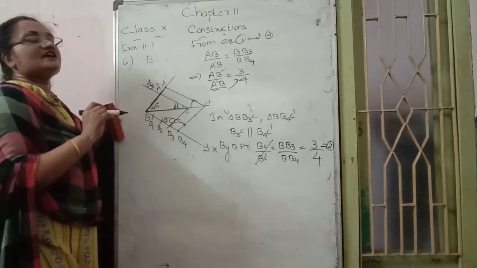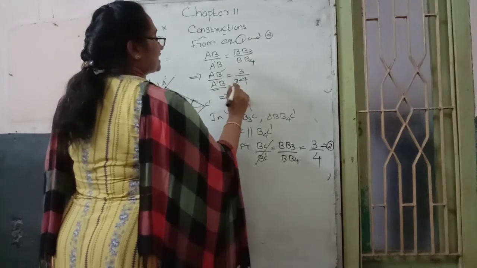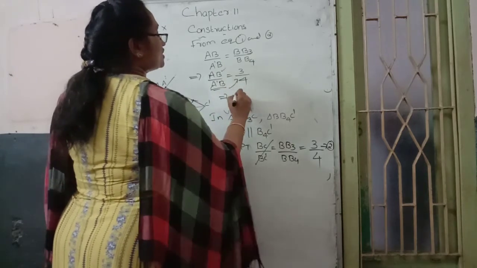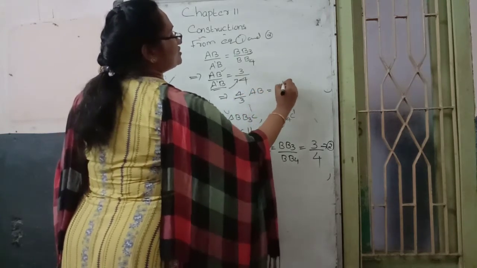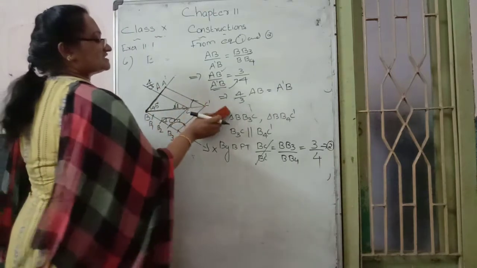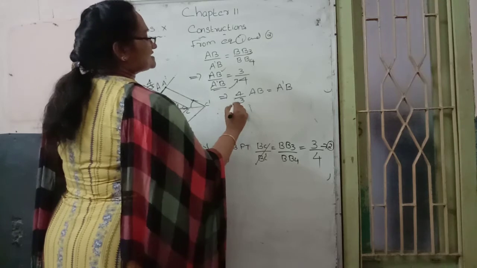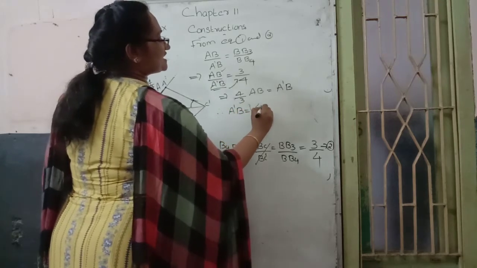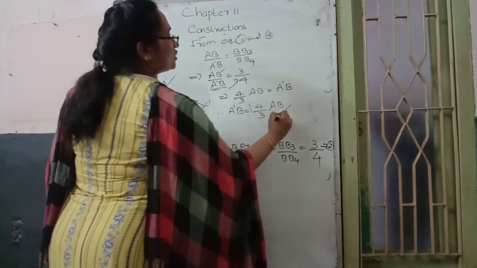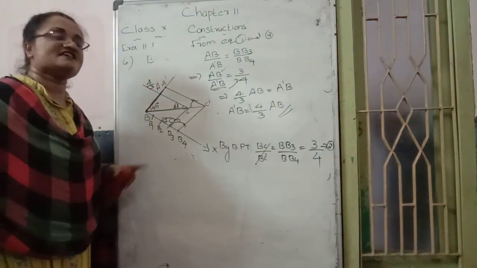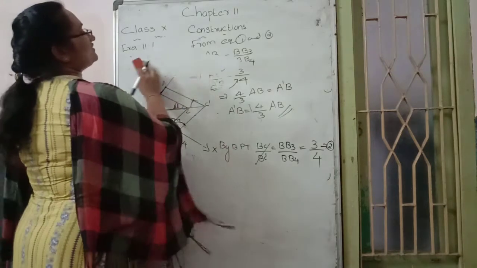Take the reciprocal and write it. So we can write it here as 3 by 4, 4 by 3. 4 by 3 AB, where AB is the original side of the triangle, is equal to A dash B, the similar triangle. Or clearly we can write it as: the similar triangle side A dash B is 4 by 3 times the corresponding side of the original triangle. I hope you can understand this justification. Next we go through the 7th question.